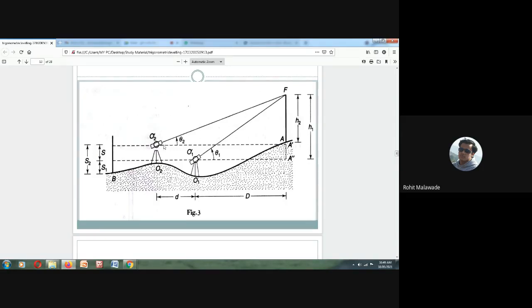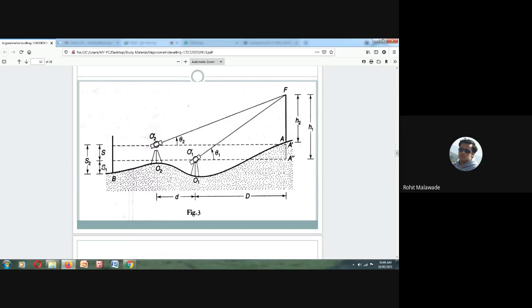So O2 is higher than O1. D is nothing but the distance between O1 and O2, and this is the larger horizontal distance between O1 and F. H2 is the difference in height between the line of collimation and the object, and H1 is the difference in the angle of elevation between the object and the line of collimation.